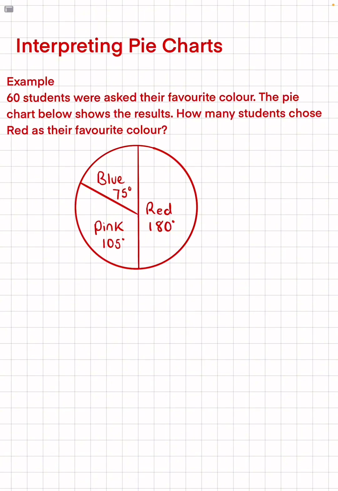The angle sector for red is 180 degrees. The whole pie chart is 360 degrees. If we write this out as a fraction, 180 over 360. To simplify this fraction, we need to find the largest number that will divide into both numbers without leaving a remainder. So the largest number that will divide into both numbers is 180.